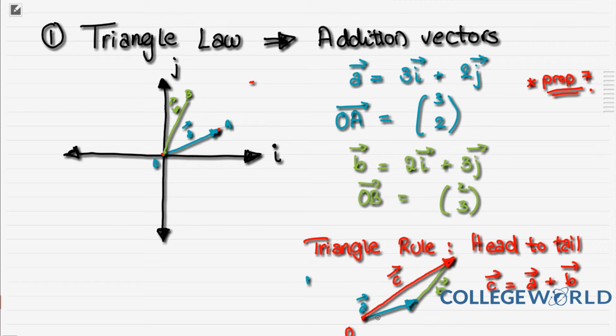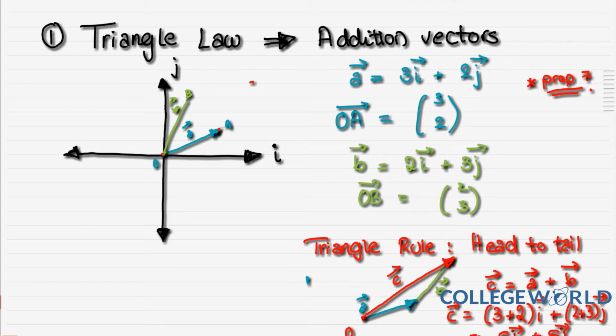So if we want to find C, it's going to equal 3 plus 2 into i, and it's going to be 2 plus 3 into j. In other words, it's going to equal 5i plus 5j. If you want to do this in matrix form, you're going to do the exact same thing and you're going to get the exact same result. So let's do it below it here.